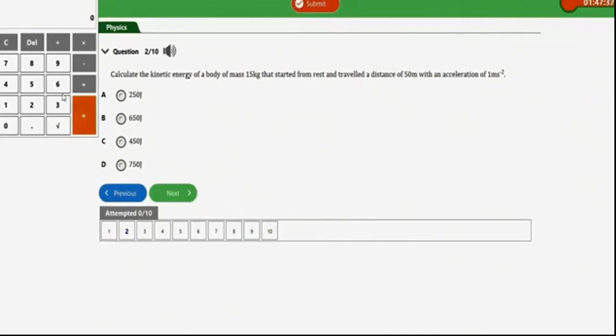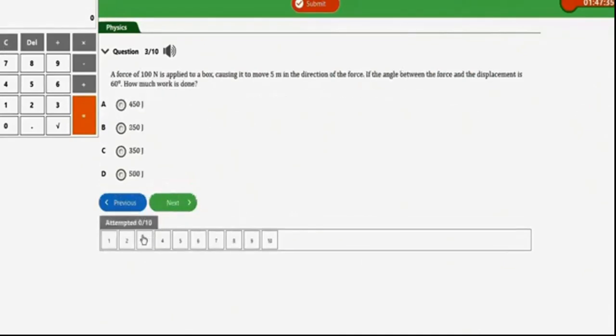Alright, so the next repeated question we're going to solve will be this question. It says a force of 100 Newton is applied to a bus, causing it to move 5 meters in the direction of the force. If the angle between the force and the displacement is 60 degrees, how much work is done? Now for this kind of question, we know that the formula for work is force times distance, and in this question we have an angle involved, so basically it's going to be force times distance times cos 60 degrees. All right, so that's all you need to solve this question.